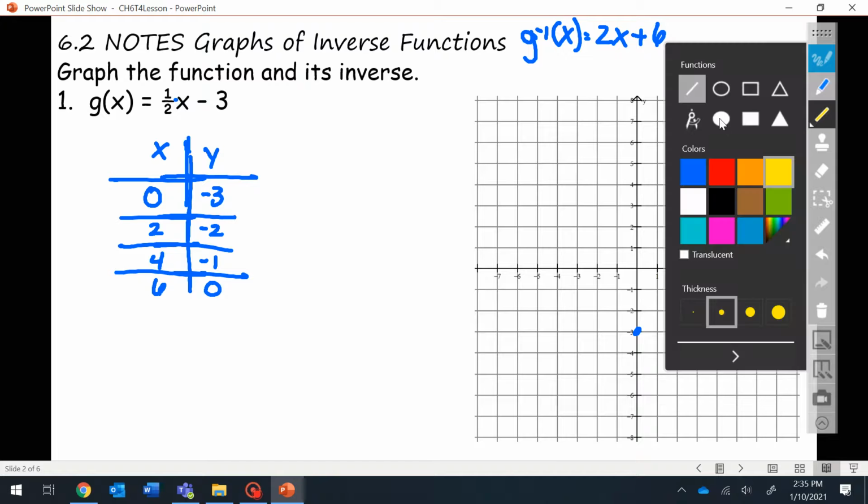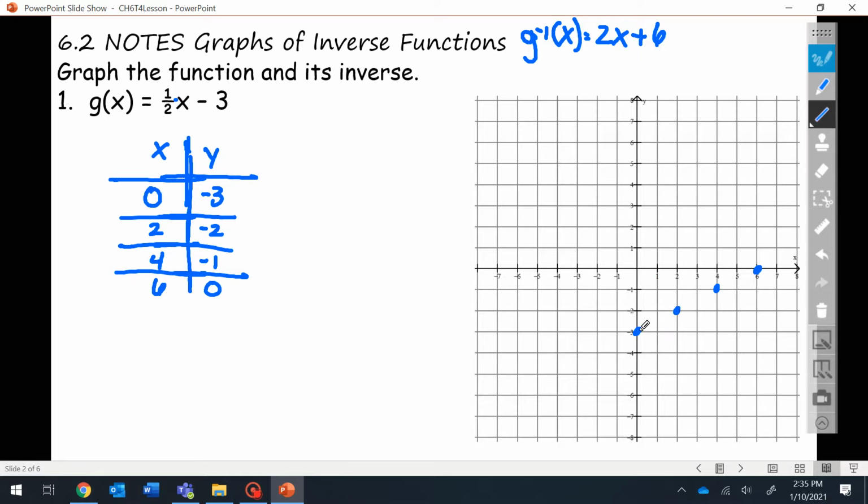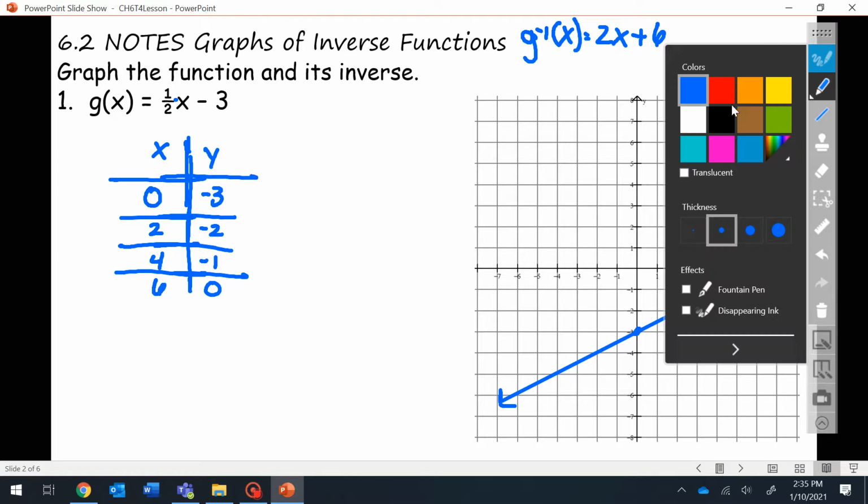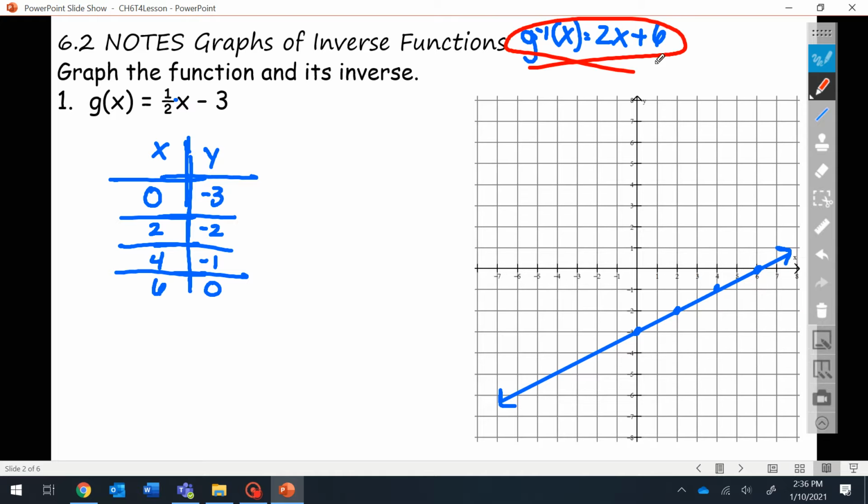Okay, so my function looks something like this. I'll color it in blue. Okay, so it looks something like this. Now if I want to set up a table for my inverse function, I'll do that in red. Then I could do the same thing.